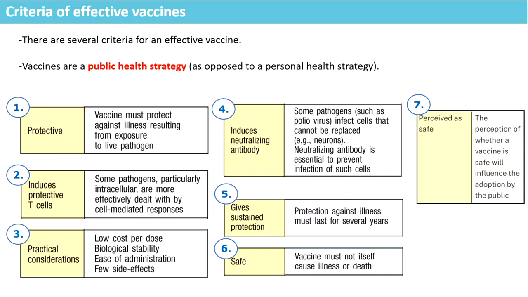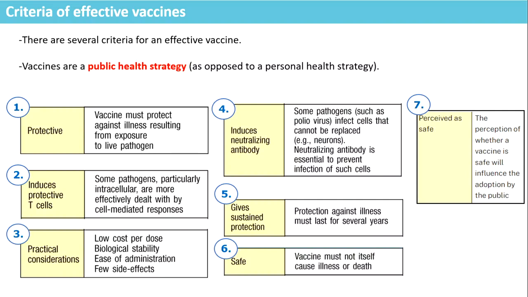Whether it induces a neutralizing antibody. As I mentioned, this is particularly important for diseases like polio, which infect neuronal cells, which cannot be replaced. So you really want that neutralizing antibody to prevent that infection taking hold in those cells. And also sustained protection. This is the memory response that we want, because we want it to give us long-lasting protection. And of course, safe.